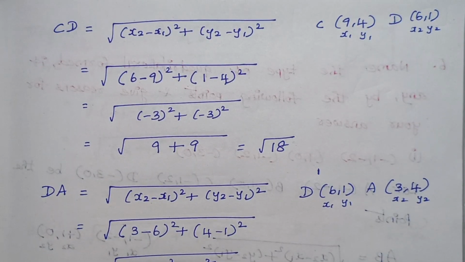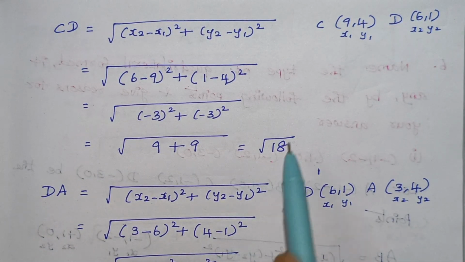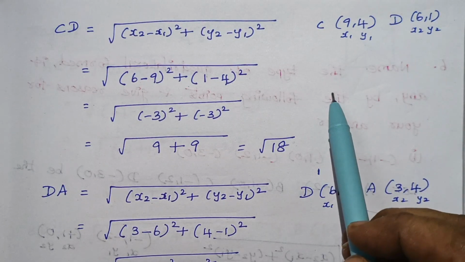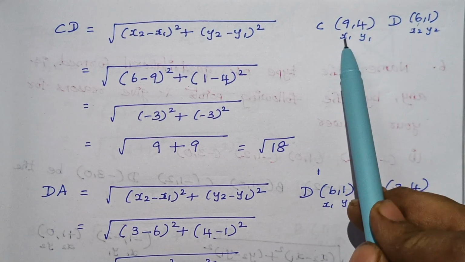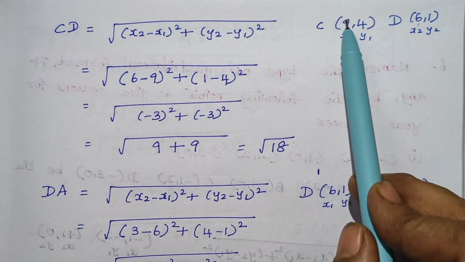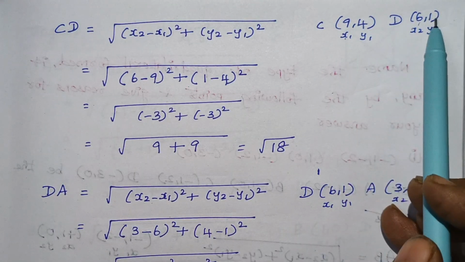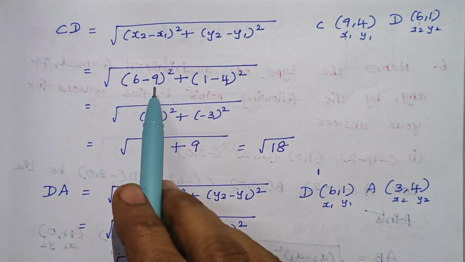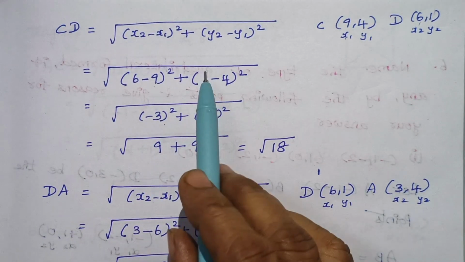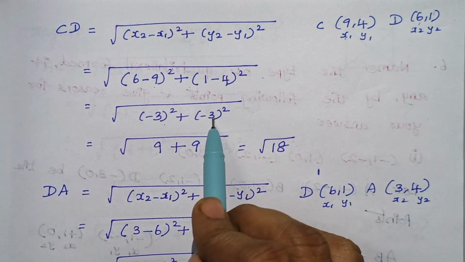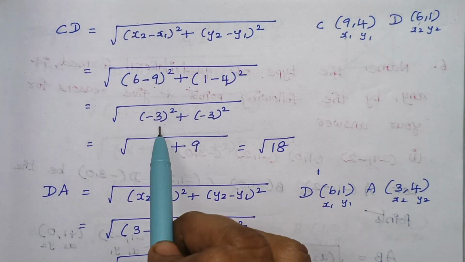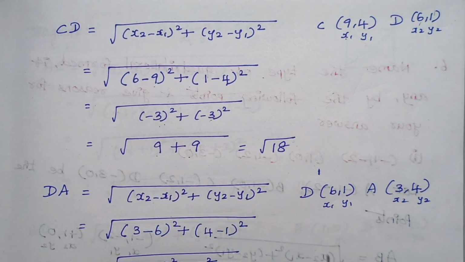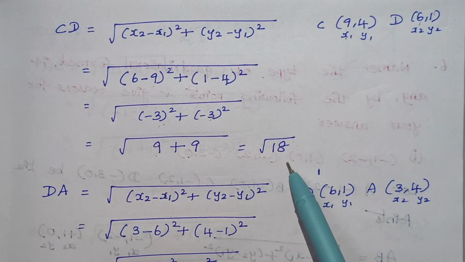Next we are going to calculate CD. So write down the points. Again by using the formula, square root of x2 minus x1, so 6 minus 9 the whole square plus 1 minus 4 the whole square. So 6 minus 9 gives you minus 3 and 1 minus 4 gives you again the same minus 3. So minus 3 square is 9 and again minus 3 square makes 9, and root of 9 plus 9 gives you square root of 18.